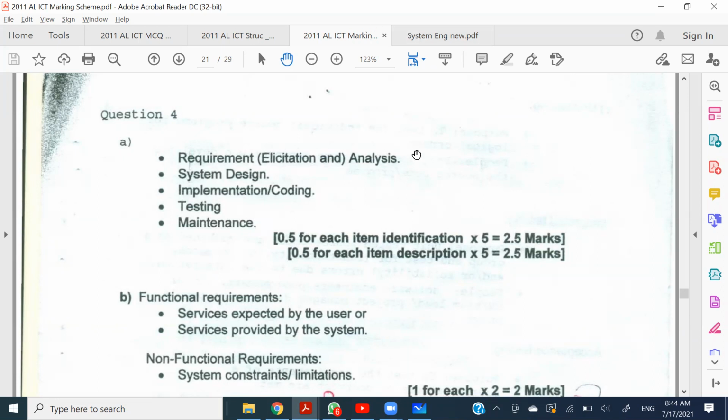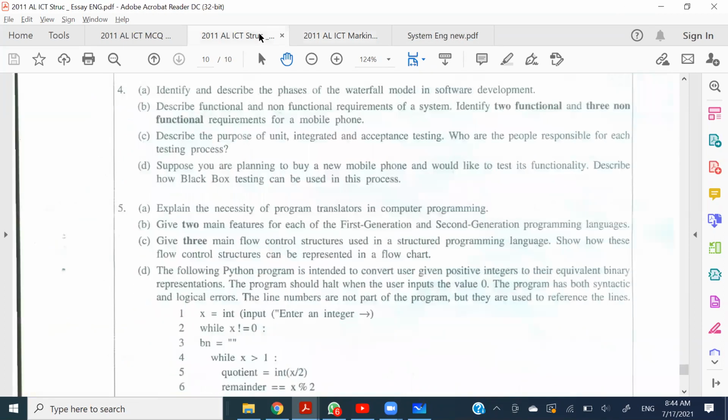Right, so the next question. And if I'm discussing too fast and something is not understood, just disturb me and ask again. The next question: describe functional and non-functional requirements of a system. Identify 2 functional and 3 non-functional requirements for a mobile phone. When it comes to a mobile phone, we can state a lot of functional requirements. When you are writing them, remember to write them with the standards.